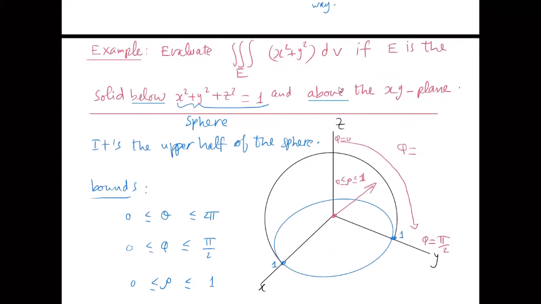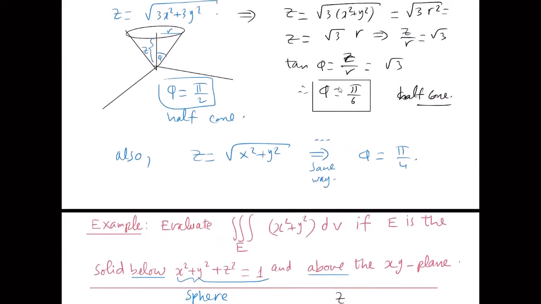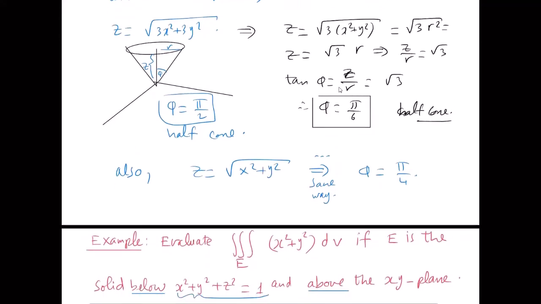f of x, y, z is this function. It may represent density, electric charge density, whatever. dV, so it's a triple integral over some region. The region will be explained to you. Solid E is the solid below this equation and above the xy plane. So we need to tell what this equation is.